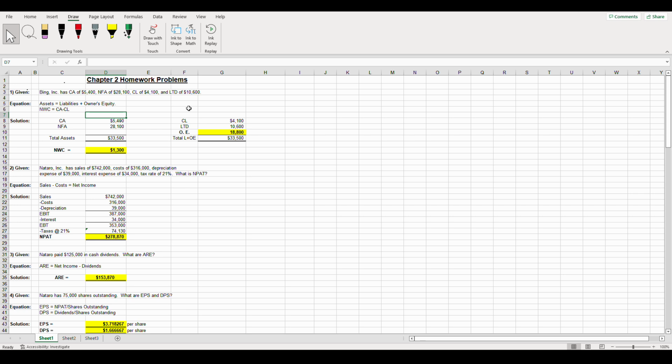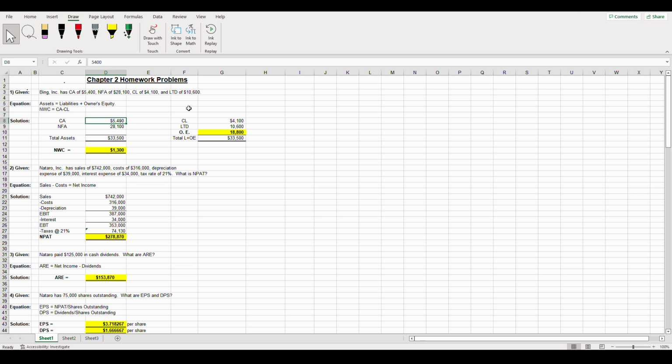Notice I've highlighted the answers in these problems. The equation we're going to use is the fundamental balance sheet equation, assets equal liabilities plus owner's equity, and net working capital equals current assets minus current liabilities. These are two really important formulas you must remember forever in your personal and business lives.